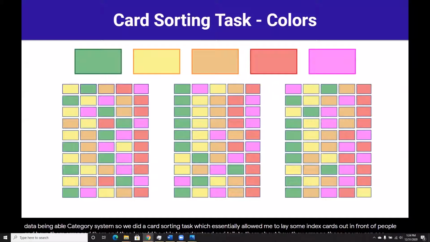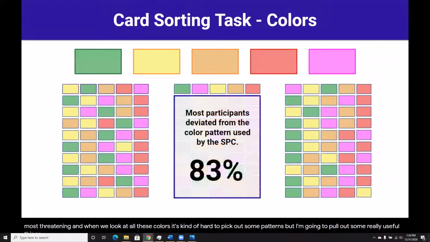You can see on the screen here that there are multiple rows of these index cards, and these represent how people arranged the colors from least threatening to most threatening. When we look at all these colors, it's hard to pick out some patterns, but I'm going to pull out some really useful things for you. For the most part, most participants deviated from the color pattern used by the Storm Prediction Center.